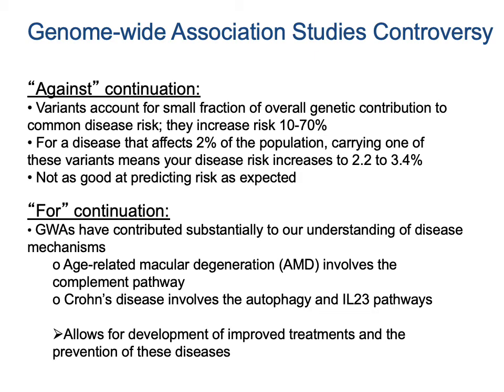And some people say that these GWAs are not as good at predicting risk as had been hoped. But other people say there's been actually really substantial contributions, and there's a couple examples listed here. Age-related macular degeneration, we now understand that involves the complement pathway, so that's a breakthrough. And for Crohn's disease, we now know that autophagy and the IL-23 pathways are involved. So again, these are things that we wouldn't know to be looking at if we hadn't done these GWA studies.